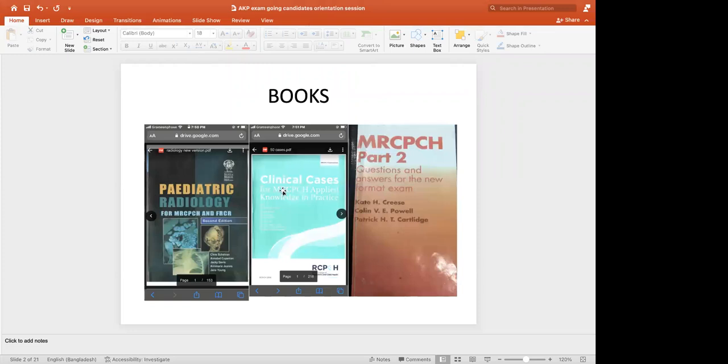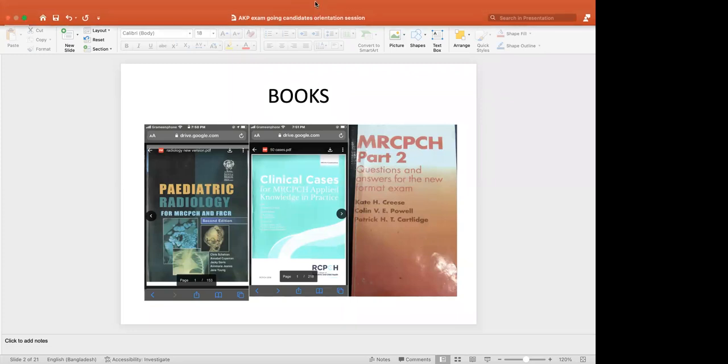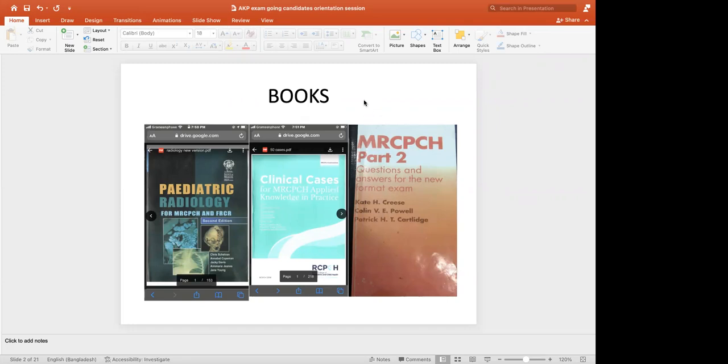So first, AKP is the MRCPCH Part 2 exam, right? As with Part 1, AKP also has two papers, paper 1 and paper 2. But the main difference is that the pass mark for paper 1 and paper 2 is combined. Suppose you did not do well in paper 1, but you did very well in paper 2, the pass mark will be equal.